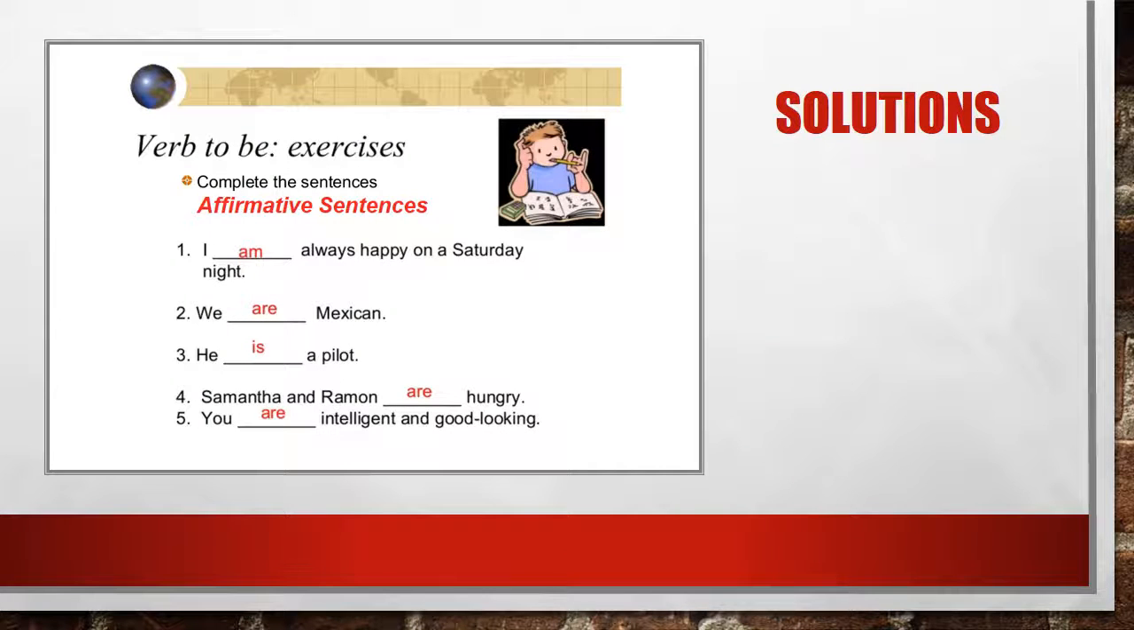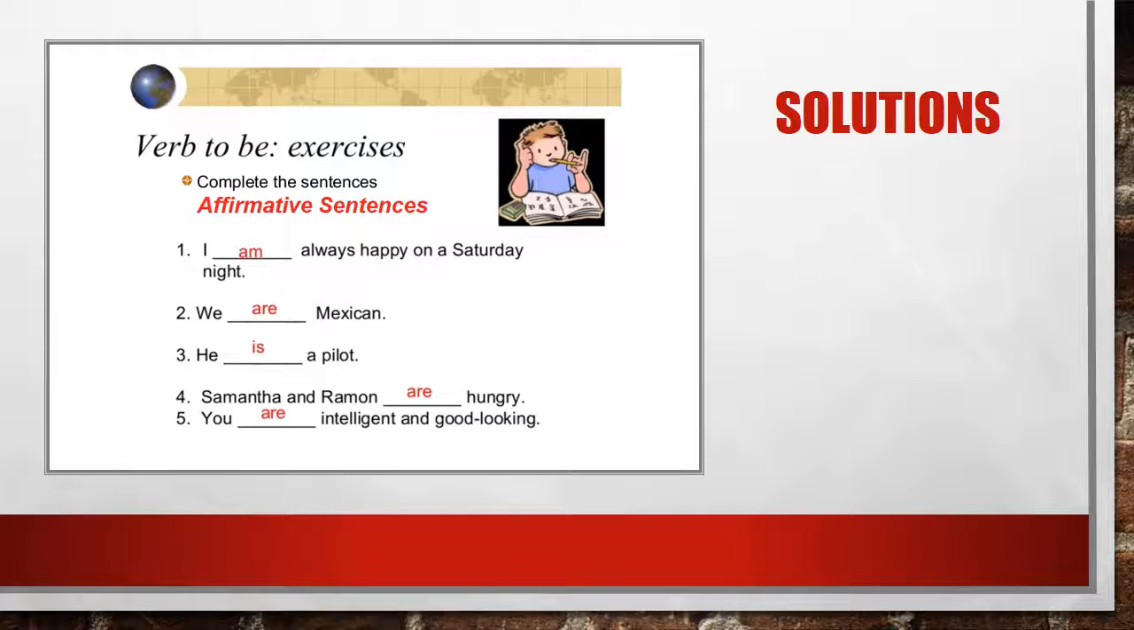Right? You should have completed the sentences something like this. I am always happy on Saturday night, or you can always use contractions, right? You say I apostrophe m. I'm always happy on Saturday night. Same goes for number two. You can say we are Mexican or we're Mexican. We apostrophe re, right? Same goes for he is a pilot or he's a pilot. Samantha and Ramon are hungry, and you are intelligent and good looking.